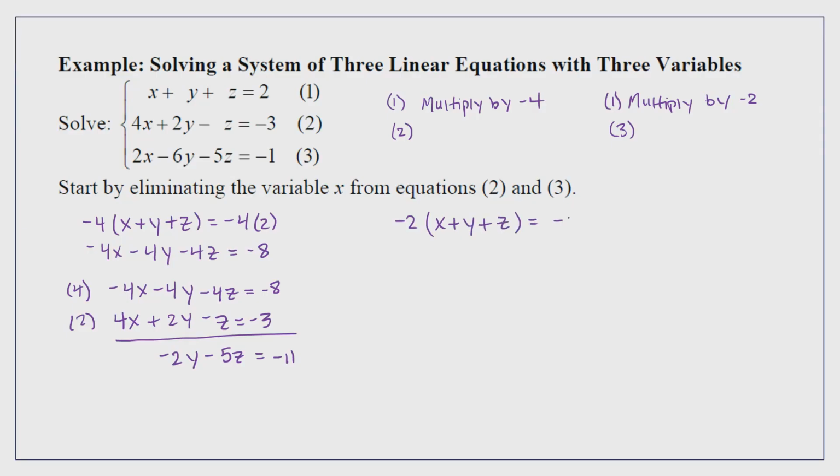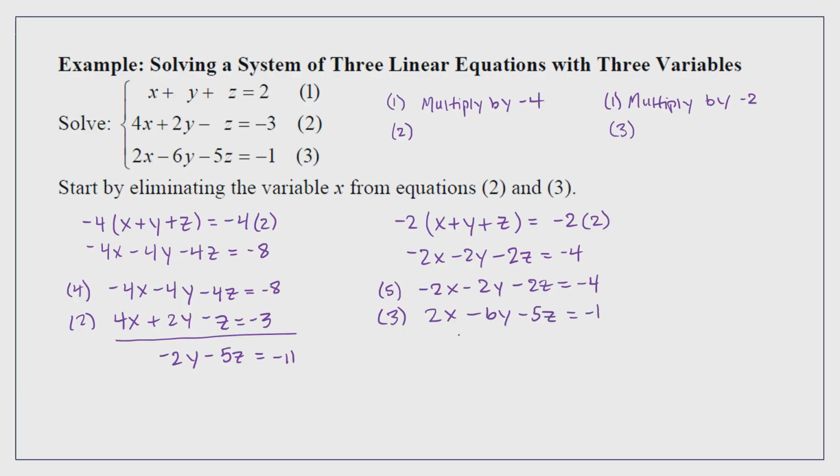Okay, on both sides. So I have -2x minus 2y minus 2z equals -4. So this is my new equation 5. So -2x minus 2y minus 2z equals -4. I'm going to add it to equation 3. So it's 2x minus 6y minus 5z equals -1.